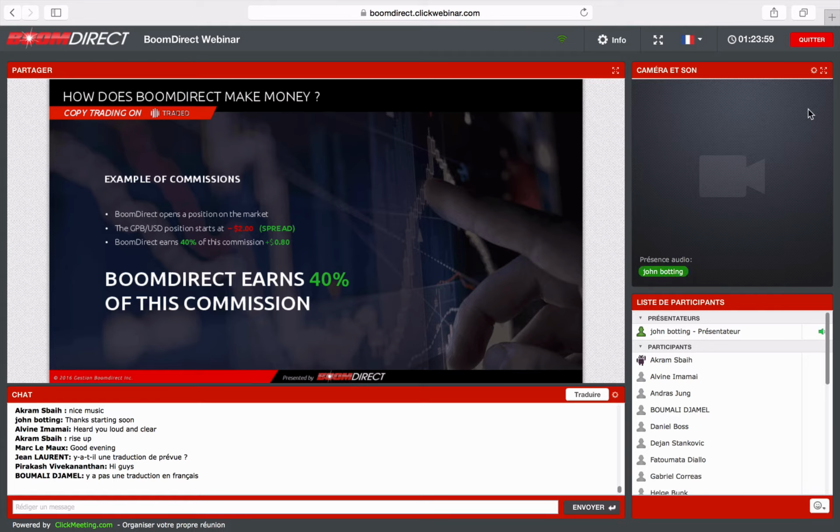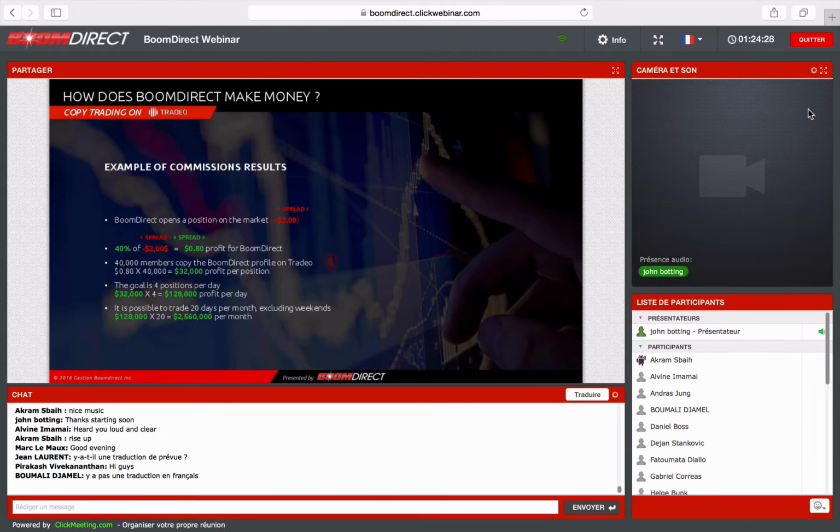So Boom Direct opens a position on the stock market. For example, the position is GB pounds against US dollars. It doesn't matter if we are bidding for it to go up or bidding for it to go down. As soon as that position is open, that is the spread, there is a $2 deduction made from that transaction. And that deduction is the commission. And Boom Direct earns 40% of this $2. Okay, so let me try and keep it as simple as possible. Boom Direct opens their position, the spread, $2, is made as a commission. Boom Direct earns 40% of that $2. That equals 80 cents profit.